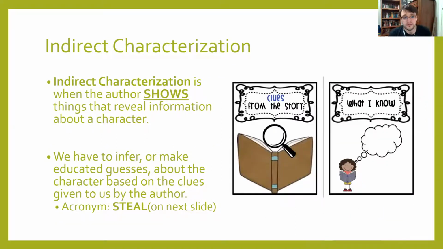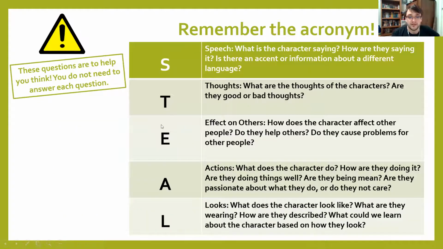Indirect characterization is when the author shows things about a character that reveals information about who they are. And this means that we have to infer or make educated guesses about the character based on clues. So we might have to look for examples of clues and then make a guess as to what we know about this character. In this school year, I taught you an acronym that deals with indirect characterization, the 5 examples of indirect characterization. And this was STEAL.